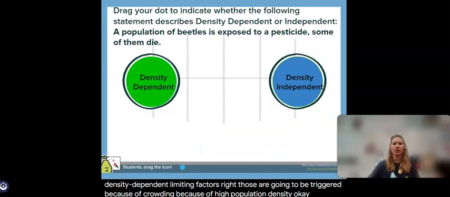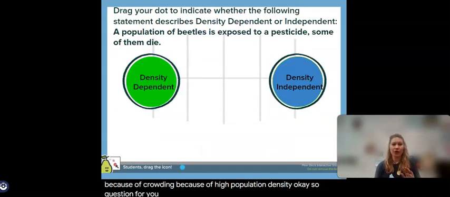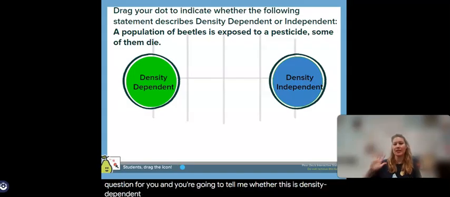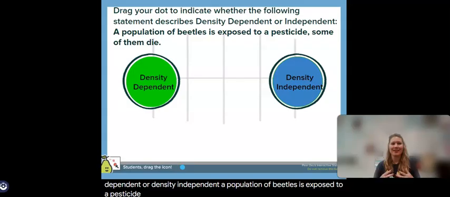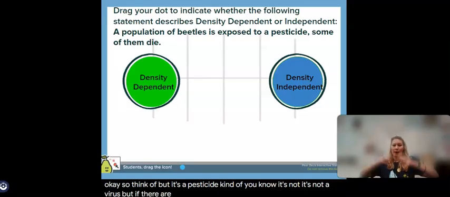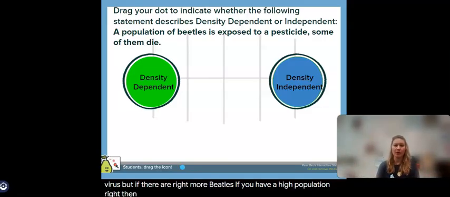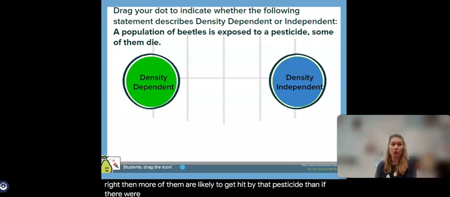Okay, so question for you, and you're going to tell me whether this is density dependent or density independent. A population of beetles is exposed to a pesticide, some of them die. So hopefully you said density dependent. Okay, so think of it, it's a pesticide, it's not a virus, but if there are more beetles, if you have a high population, then more of them are likely to get hit by that pesticide than if there were fewer of them.